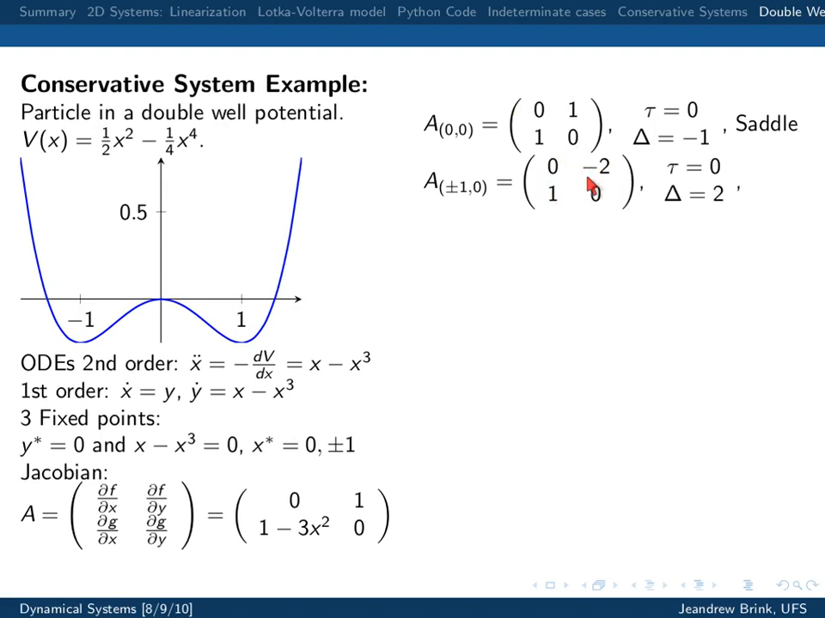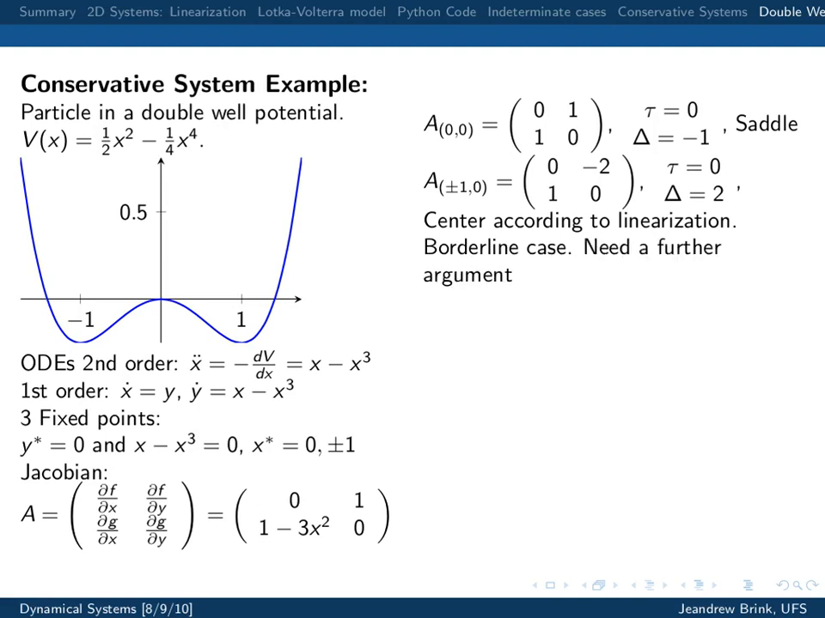Jacobian, and you can work out the trace is 0 and the determinant is positive, so you have centers, okay, according to linearization. And it's a borderline case immediately because you have 0 eigenvalues entering in there. You're on the boundary. And so you need a further argument. And the further argument you can get to decide whether it's a nonlinear center is basically to see if you can get a conserved quantity.